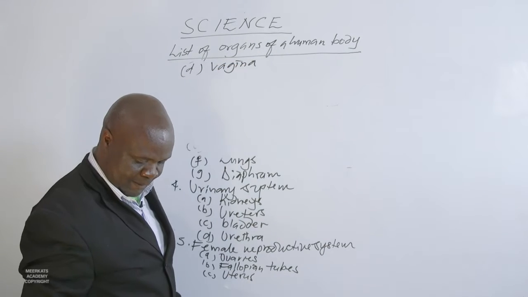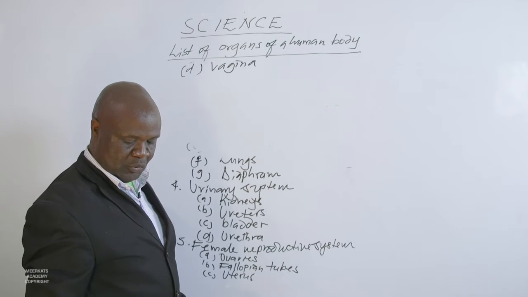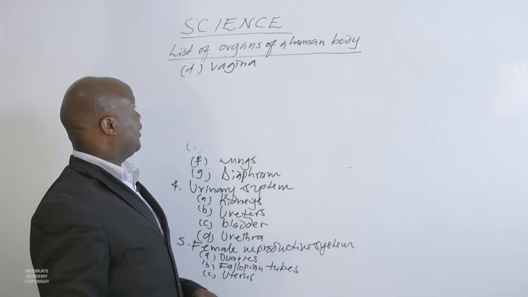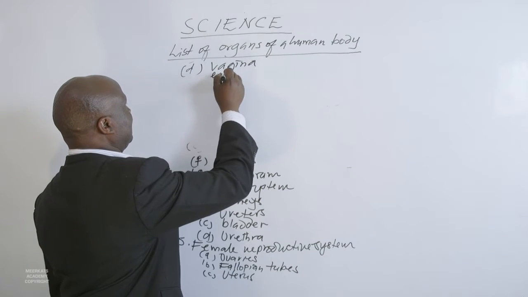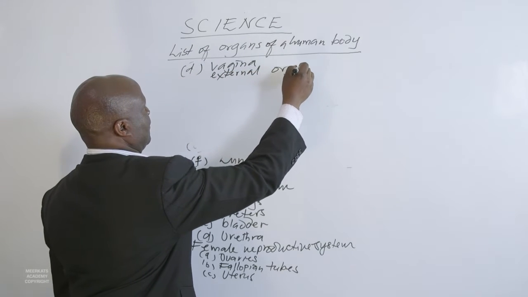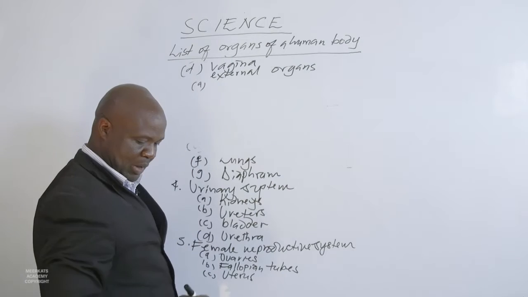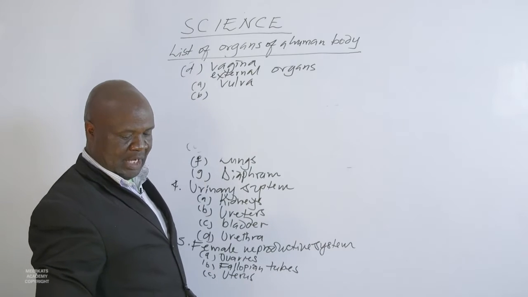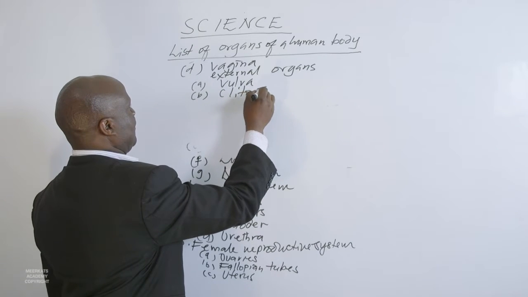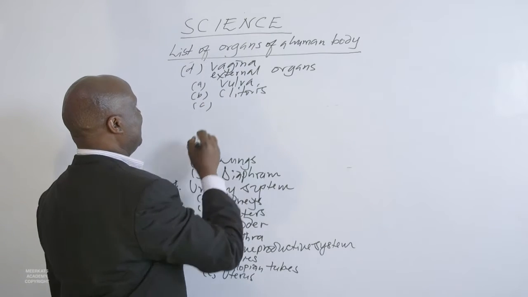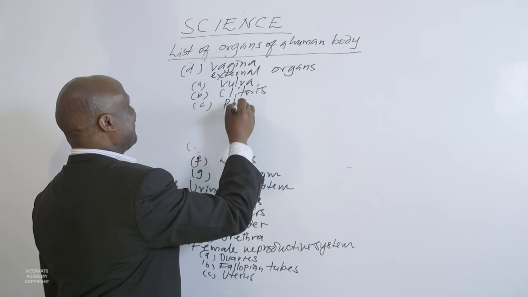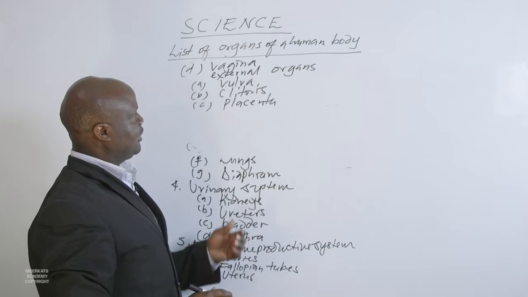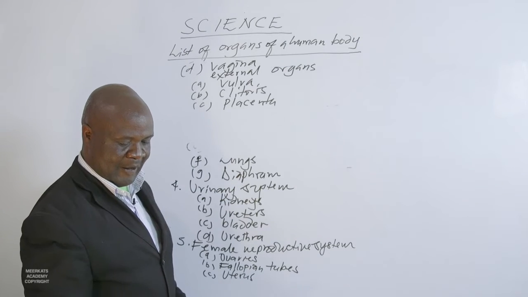It's an organ. What we were trying to mention, those were internal organs of the reproductive system. Then we can have external organs. Among the external organs, we have the vulva. Then B, we have the clitoris. Then C, we have the placenta. We were talking of the umbilical cord. This is debatable. Placenta is located within the uterus, but we know it's one of the important reproductive organs.